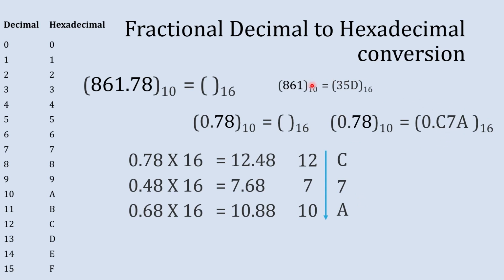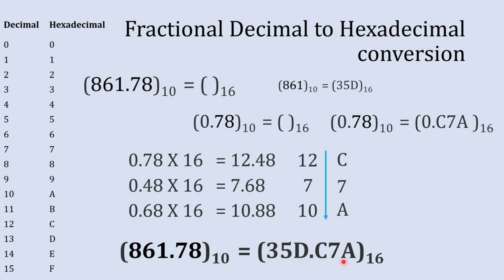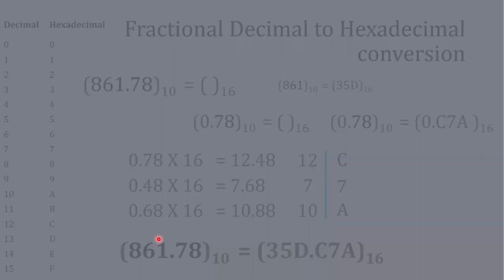And now we are going to combine both these numbers to get the final result, and that is 35D.C7A, the hexadecimal equivalent to this decimal number.